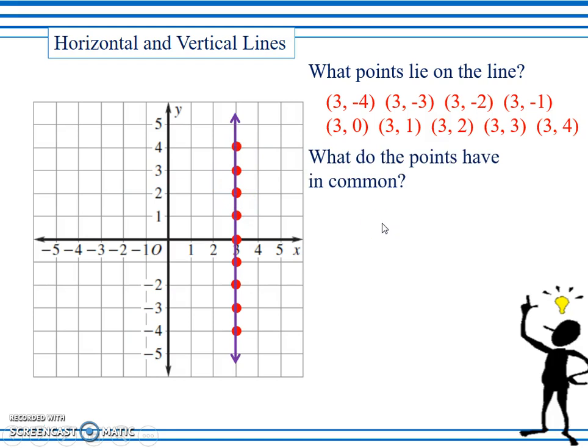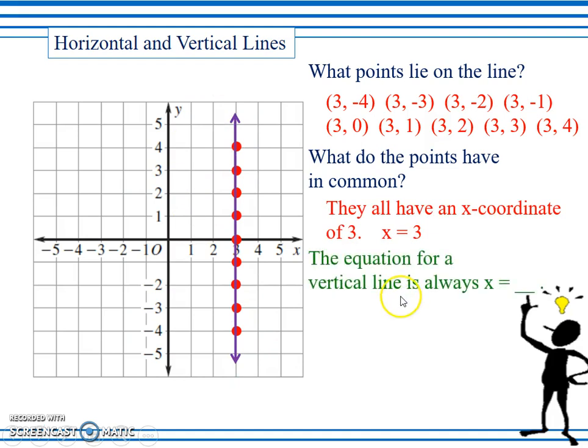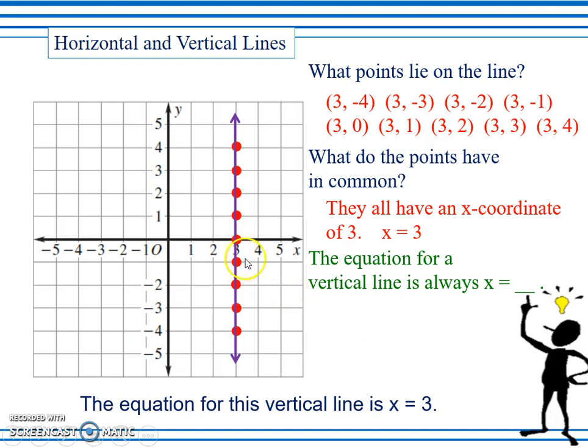You remember back with our horizontal lines, all of the y-coordinates were the same. In this one, all of the x-coordinates are 3. That's how it's a vertical line. So if the x-coordinates are 3, this line could be written as x equals 3. So any vertical line says x equals, and then it tells us where the line lines up vertically. So for this line, it's x equals 3.